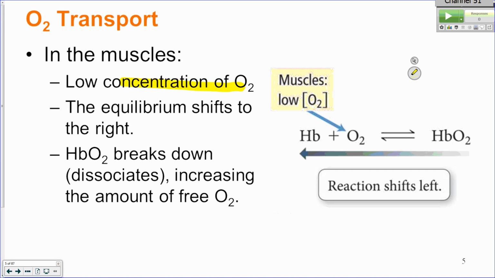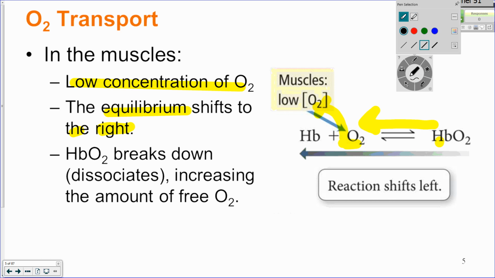a low concentration of O2, now the low concentration of O2, the oxygen decides, well, I would rather be free, so the equilibrium shifts back to the left, and now it releases more O2 to get more concentration of oxygen at the side of the muscles or whatever the cellular event that needs the oxygen. The equilibrium shifts back in this direction, shifts to the left.